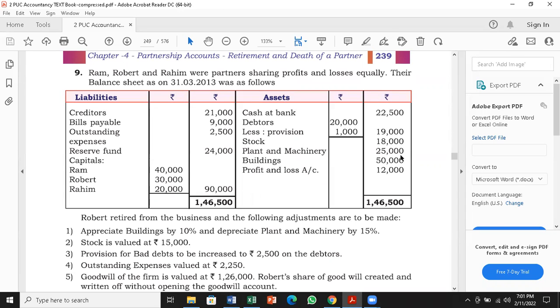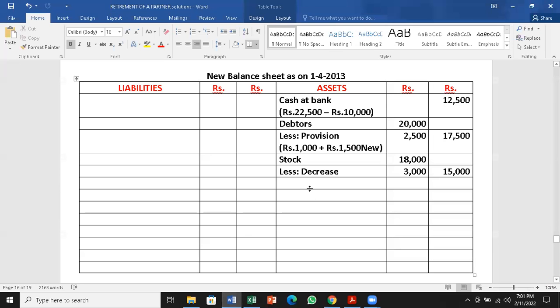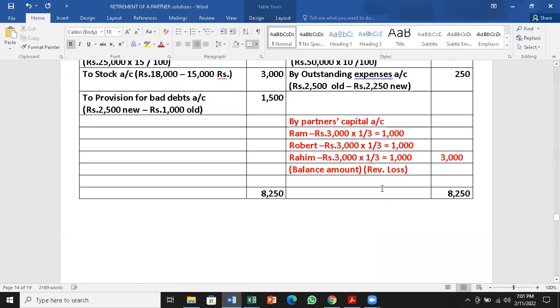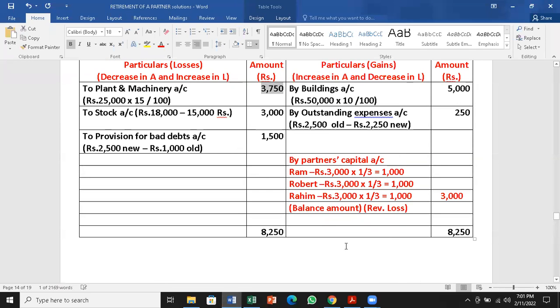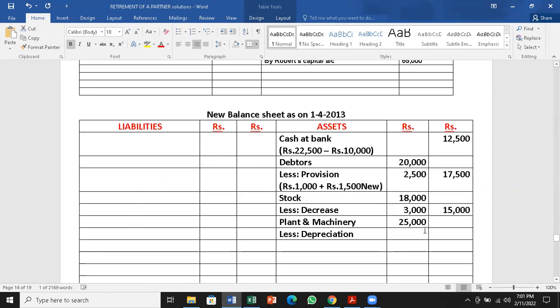Next, plant and machinery 25,000. Less you have a depreciation of 15%. At 15%, you can see here in the revaluation 3,750. I'll take that here. So outer column 21,250.